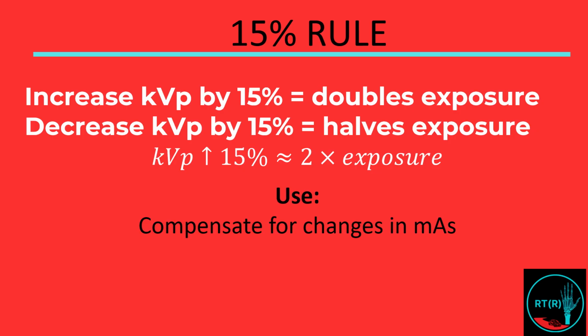The 15% rule shows how powerful kVp is. A small increase significantly affects exposure and can be used to adjust technique. Increase kVp by 15%, it doubles your exposure. Decrease kVp by 15%, it decreases your exposure by half. Compensate for changes in mAs.